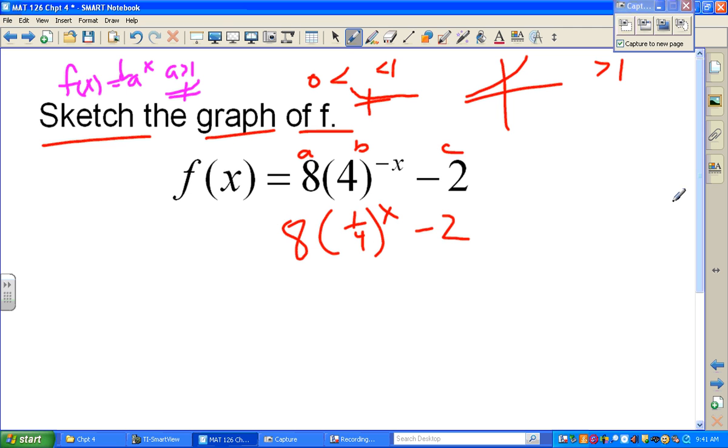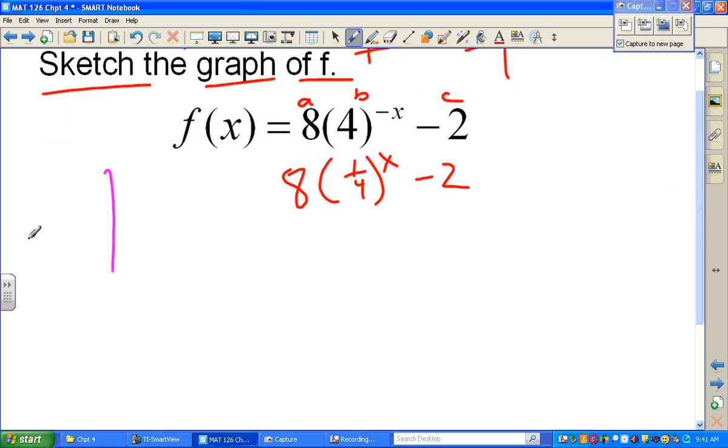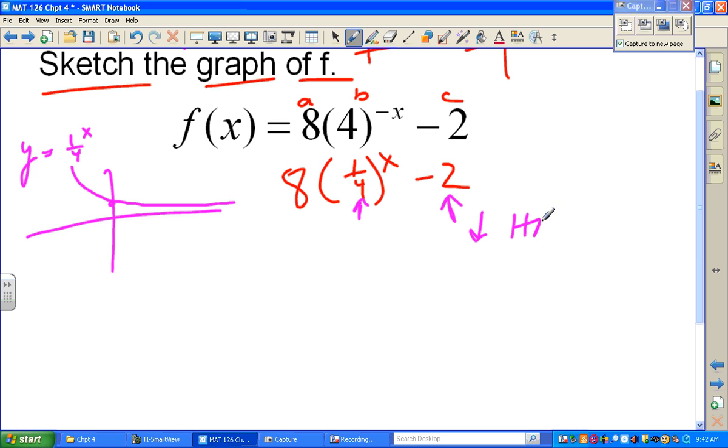So what's the basic graph of 1/4 to the x look like? A decreasing graph. Yeah, it's a decreasing graph. That's pretty much about it. Where's the horizontal asymptote on 1/4 to the x? 0. Well, if I drop it down, what's going to happen now? The -2 is going to do what? Move it down 2 on the y. Yeah, it's going to drop the horizontal asymptote down to y equals -2.